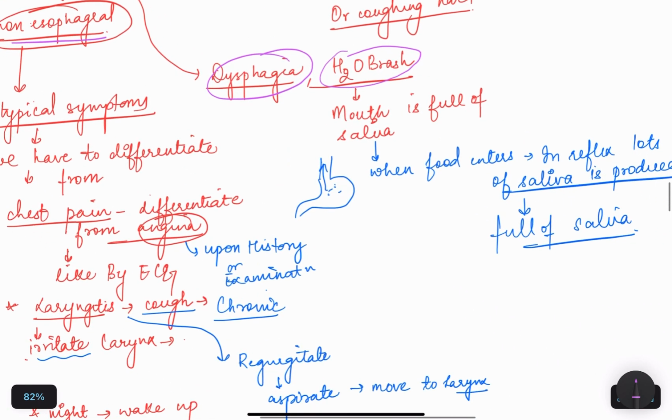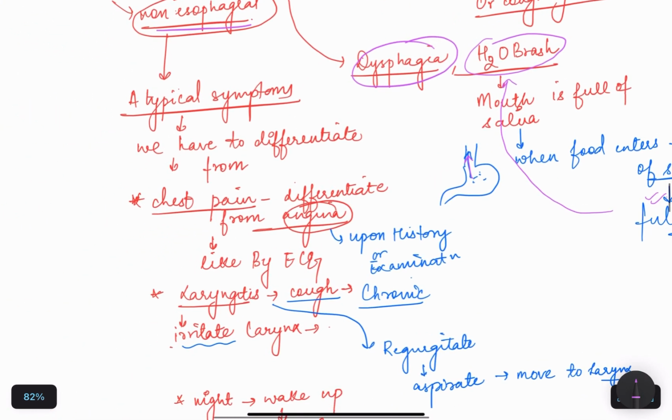What is water brash? When the food enters into the stomach, the reflex takes place into the esophagus, and in response to the reflex, a lot of saliva is produced and the mouth is full of saliva. Then water brash takes place. This is known as water brash.